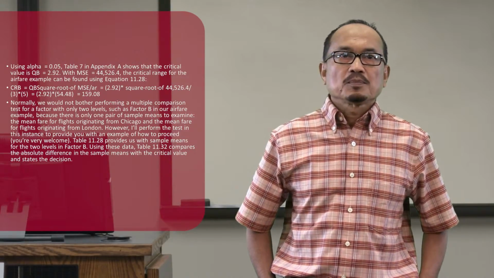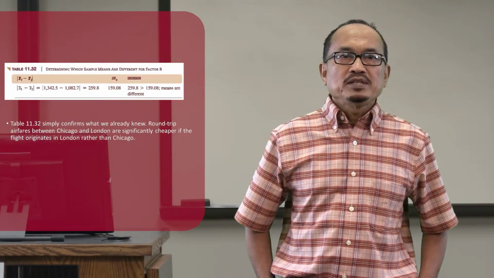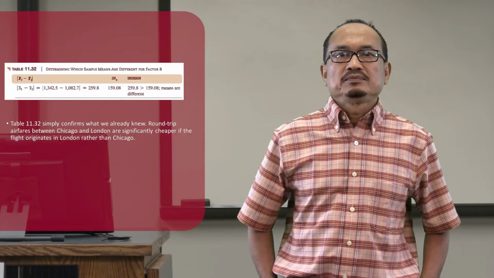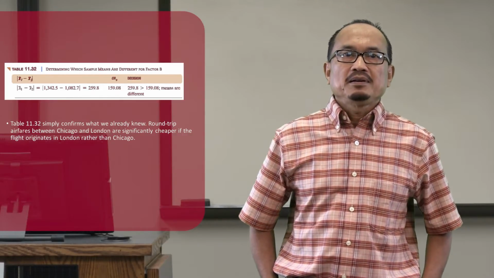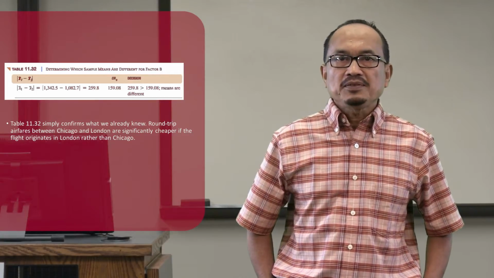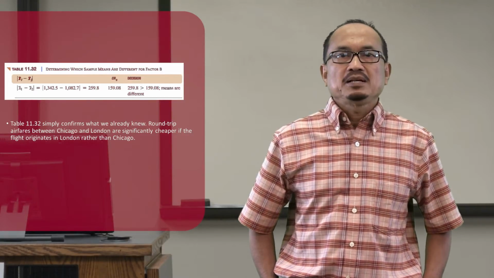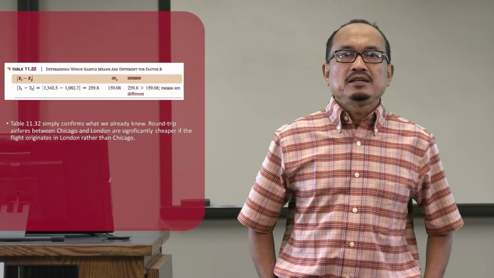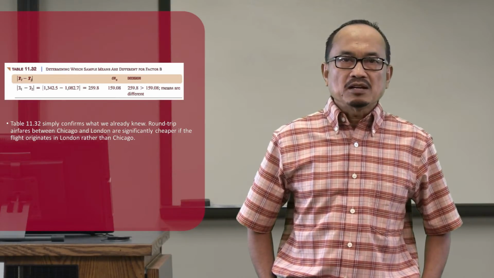Table 11.33 simply confirms what we already knew. Round-trip airfares between Chicago and London are significantly cheaper if the flight originated in London rather than Chicago.